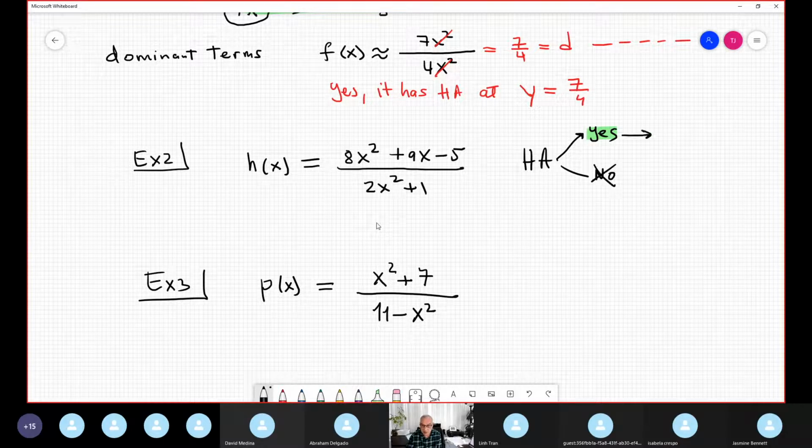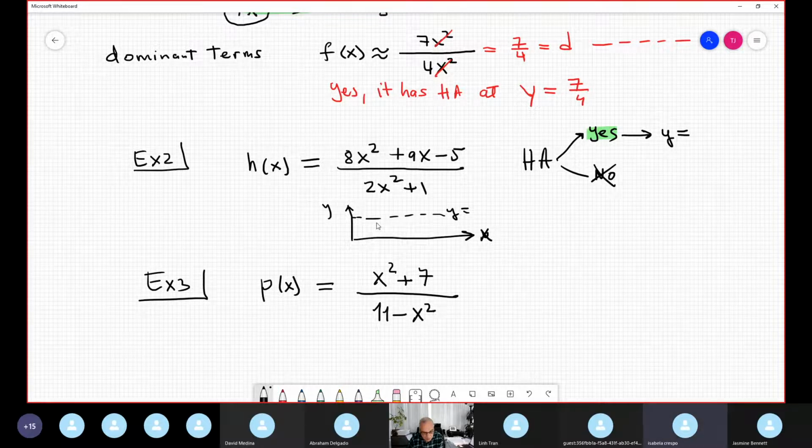My next question: at what value? Y equals something. Because it's horizontal, I understand, but at what value? What is the equation of the horizontal? Y equals something. The dominant idea. What is the dominant expression? 8 over 2. Who is 8 over 2? 8x squared over 2x squared.